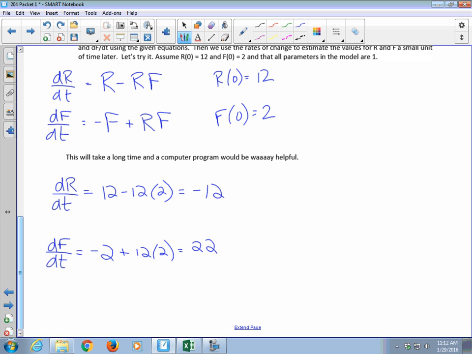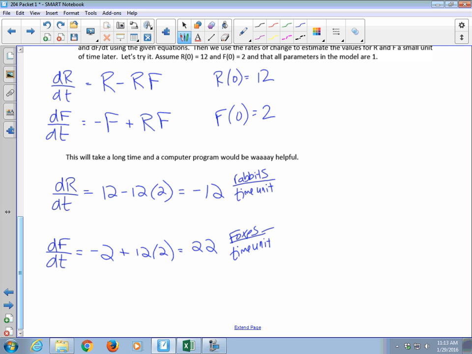All right, so let's interpret what these numbers mean. If we give them some units, it'll be a little clearer. What are the units on dR/dt? Yeah, or per whatever time unit. I haven't specified yet, but this is rabbits per time unit. And dF/dt would be foxes per unit of time.